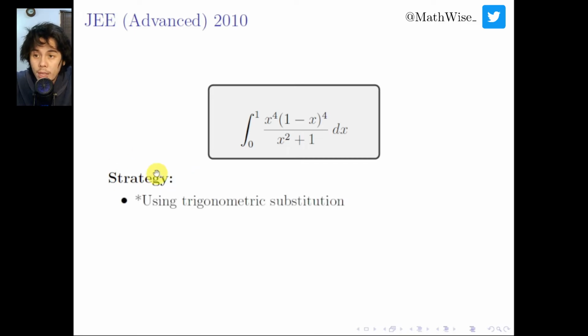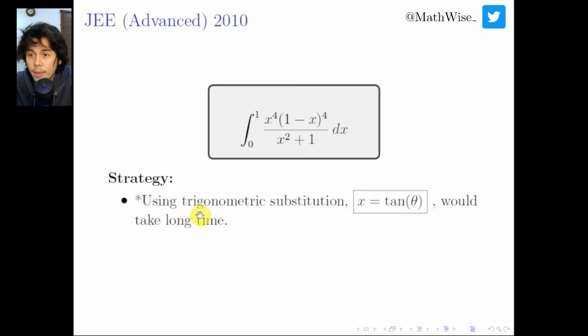The first method can be using the trigonometric substitution, because we have x squared plus 1 in the denominator here, and we can plug in x equals tangent of theta. So this will be tangent squared theta plus 1, and that is equal to secant squared theta. But this method is difficult. It will take a long time, but you can try that for practice if you like trigonometry. That is the first method.